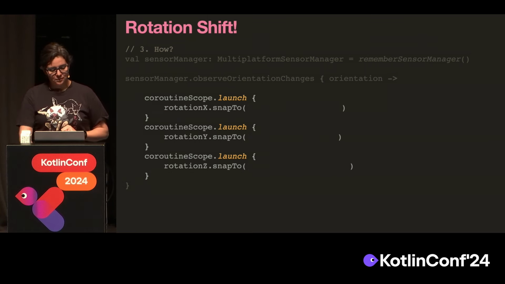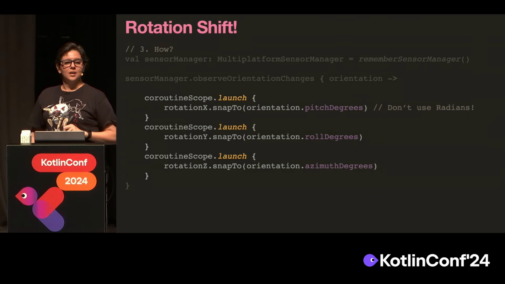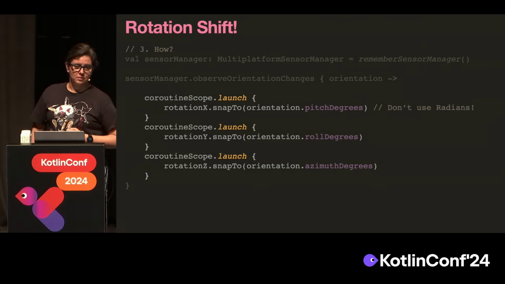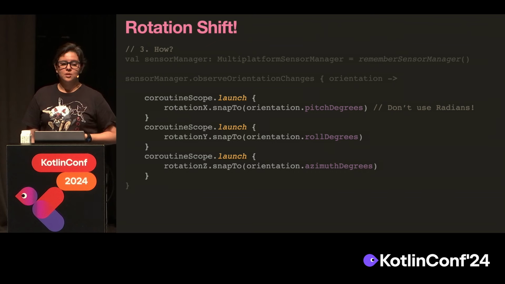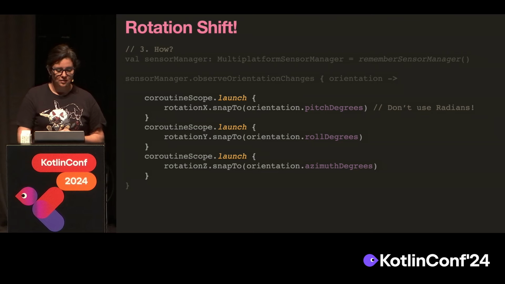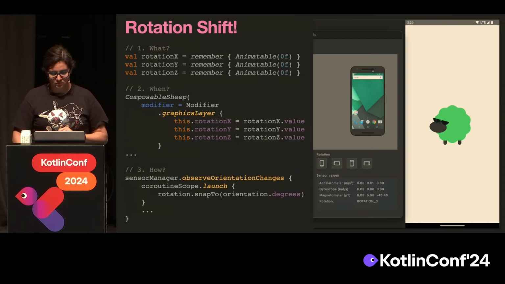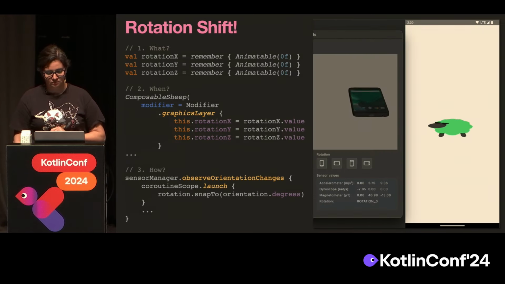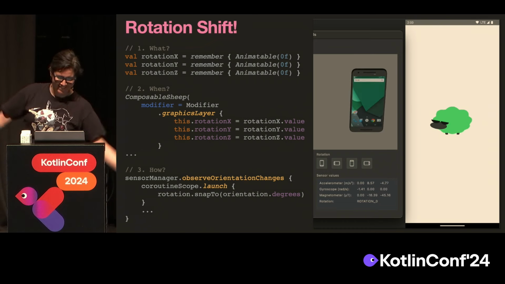So once we have that, we just need to pass our orientation values in degrees. Important thing in here, our modifiers expect degrees, not radians. So be careful on that. And with that, that's it. We have a rotation chip.